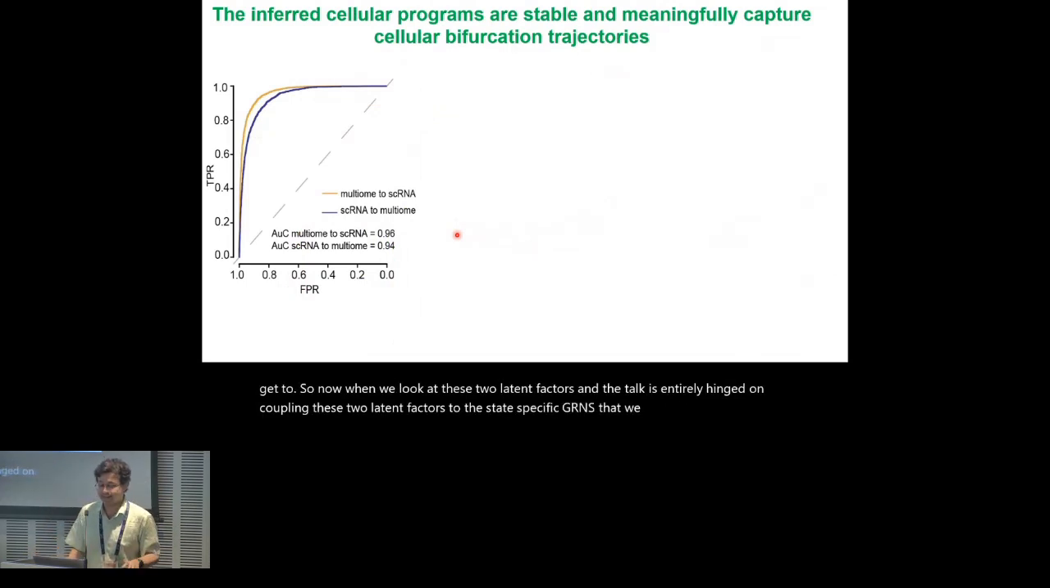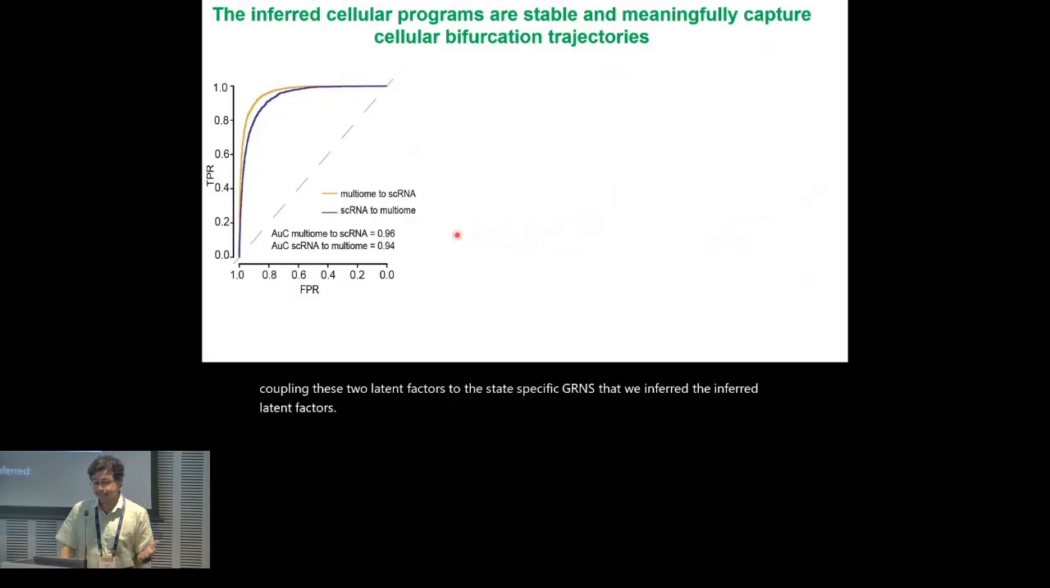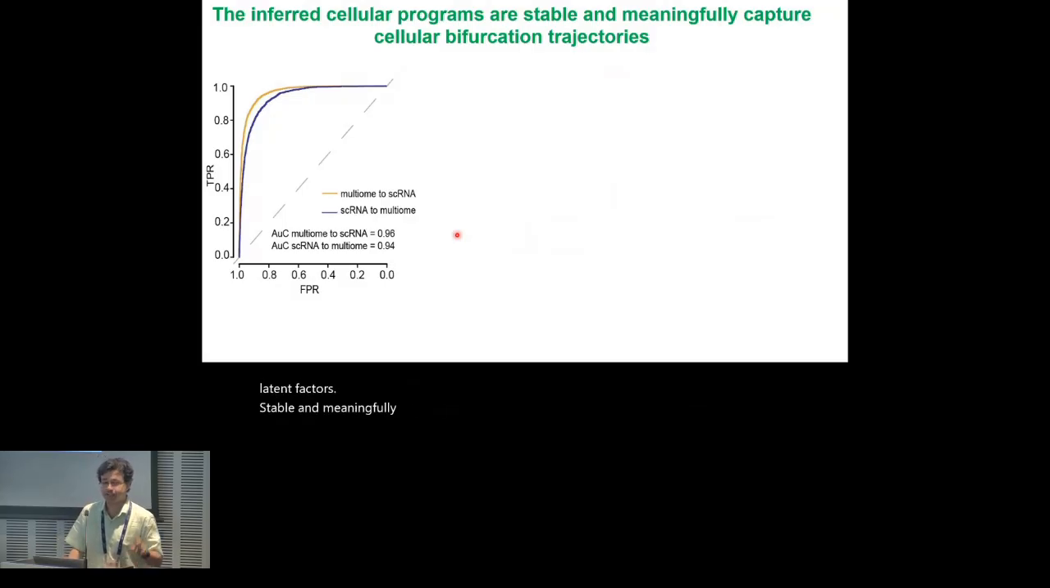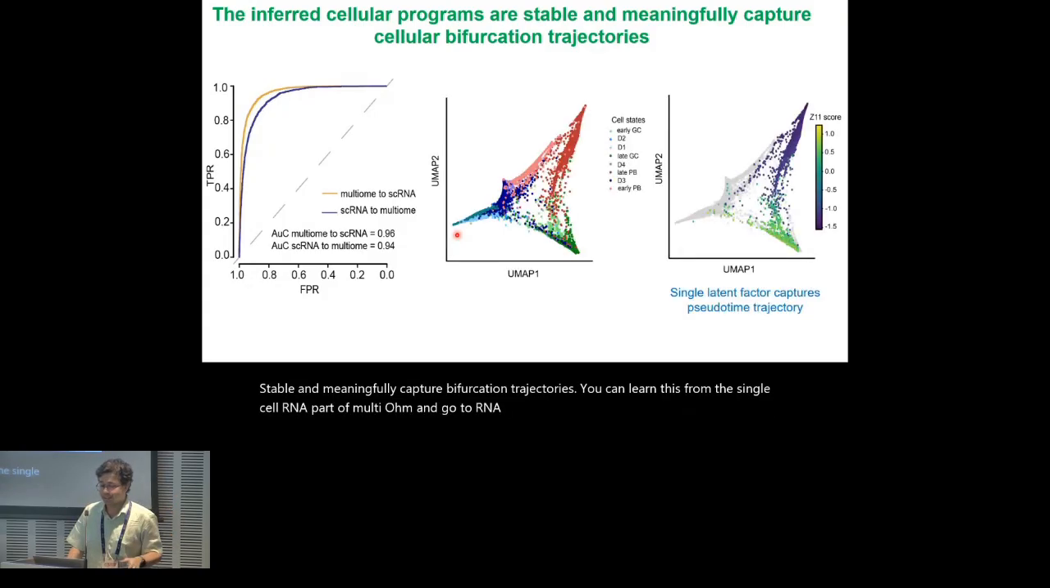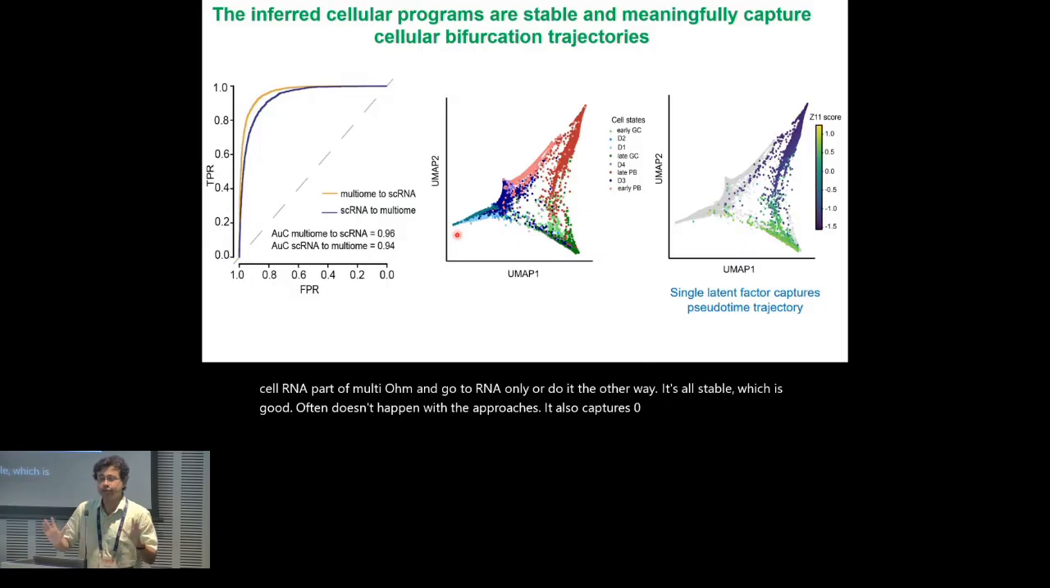The inferred latent factors are stable and meaningfully capture bifurcation trajectories. You can learn this from the single-cell RNA part of multiome and go to RNA only, or do it the other way. It's all stable, which is good. Often that doesn't happen with these approaches. It also captures pseudotime trajectory. But this is all standard. So what new biology did we actually learn?